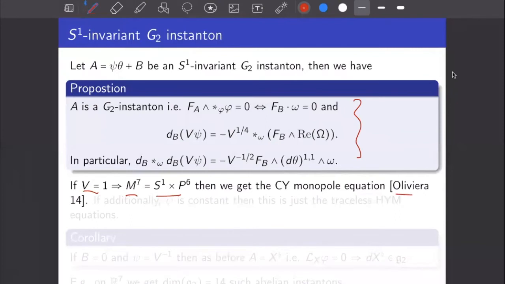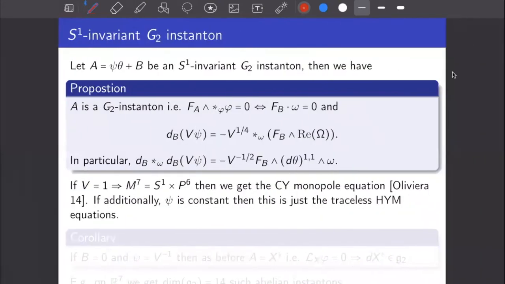with the Stenzel metric. And in addition, if we set, for instance, the Higgs field to be constant, then this system of equations just reduces to the so-called Hermitian-Yang-Mills condition. Traceless, because we need that the pairing between our curvature form and the symplectic form vanishes.